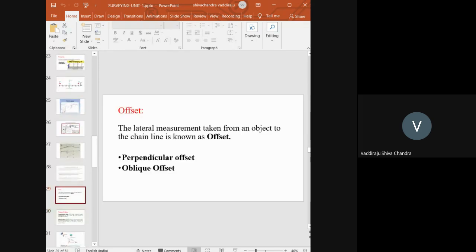So next is offset. What is an offset? The lateral measurement taken from an object to a chain line is known as an offset, and there are two types of offsets. One is perpendicular offset and another is oblique offset.